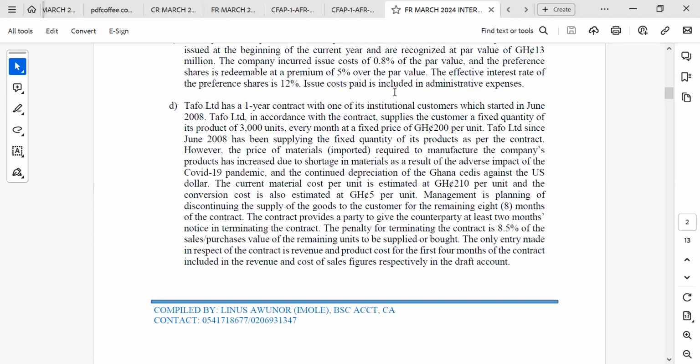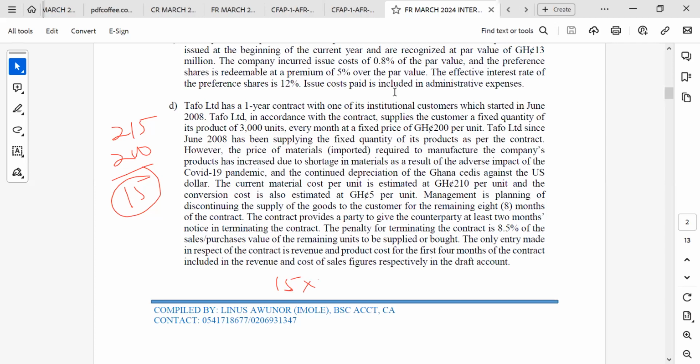Let's now look at it. What is the additional cost that we are going to incur to fulfill this contract? 15 cedis. We can see that we are incurring an additional cost of 15 cedis, isn't it? Yes, sir. The total cost you'll be incurring is 215, but you are receiving 200 for the unit. It means that you are making a loss of 15. That is the additional cost. This 15 will be incurred for 8 months.